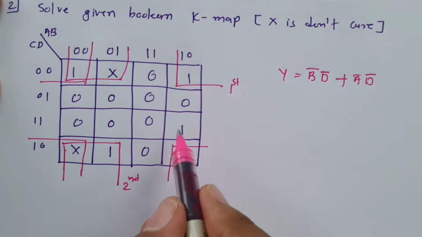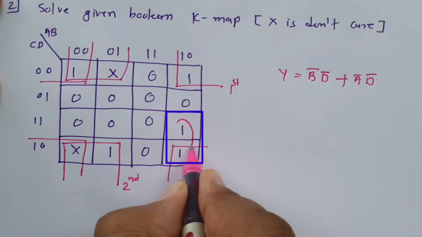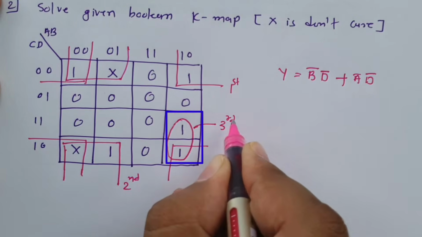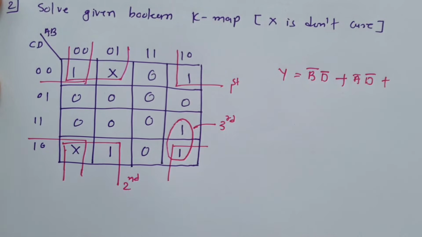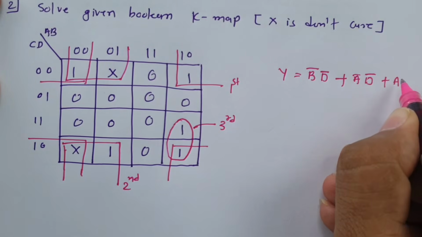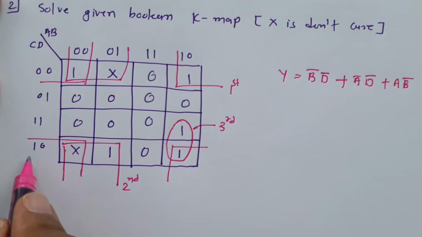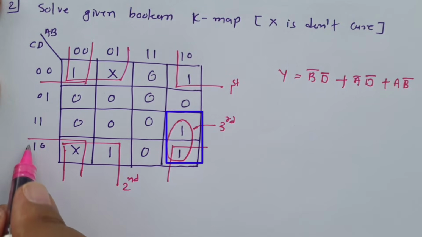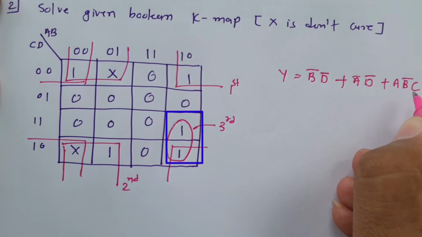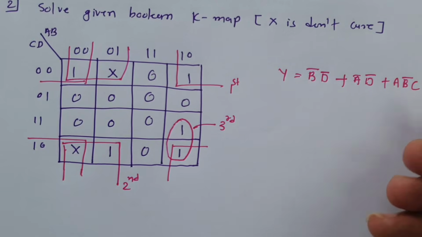Now I just need to cover this one and that one, that I can cover by grouping of 2 cells. So this is my third group. As per this third group, you can clearly observe AB is 1 0, so it is A B bar, and horizontally you see CD is 1 1 and 1 0. So C is constant, D is changing, C is 1, means it is A B bar C. Right, so that is how we can solve this problem.